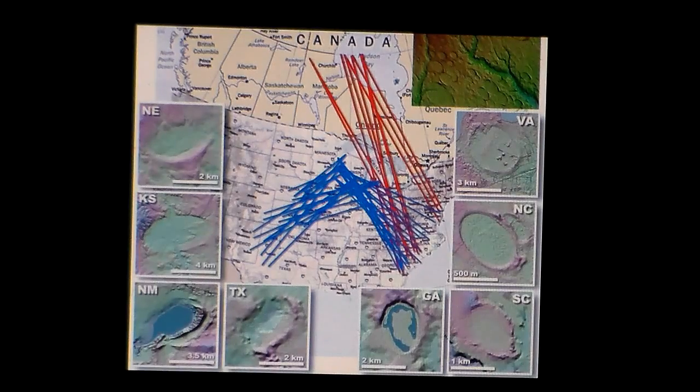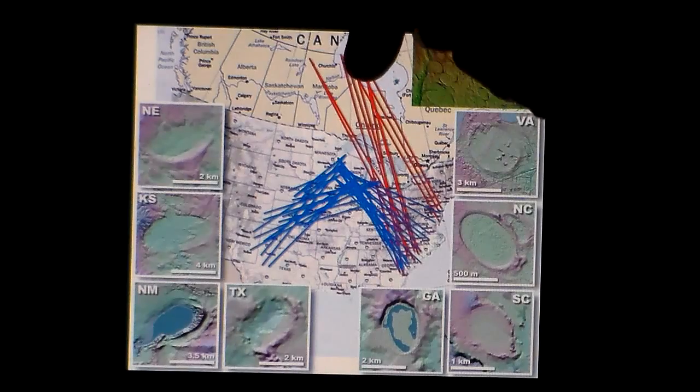This occurred at the time of the Younger Dryas, about the time of the Clovis culture, and it was also the time of the Pleistocene deposits of mammal bones like those in the tar pits, and also in many other places, as well as Alaska and Siberia.